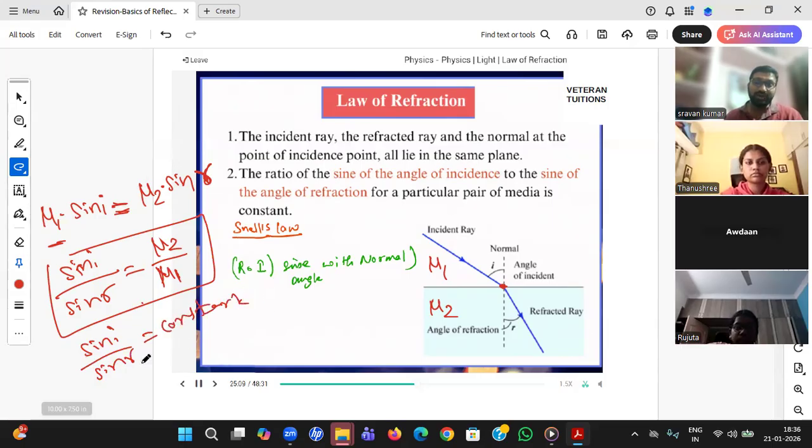Understood, student? So this is what he has given, but the meaning is this. This came from this Snell's law: mu1 sin I equals mu2 sin R.